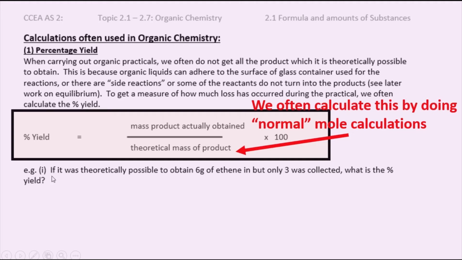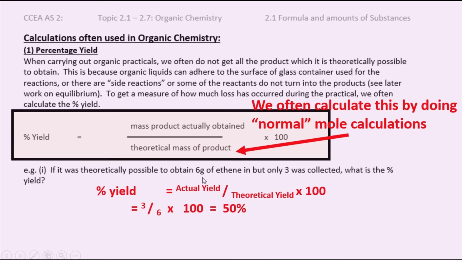First of all, it says if it was theoretically possible to get 6 grams of ethene, but only 3 was collected, what's the percentage yield? Now, you'll probably straight away instinctively say 50%, and that's correct, because if you look at it, the actual yield was 3, that's what you actually got. What this has told you without doing any calculation is that you should have got 6, so 3 over 6 is a half, multiplied by 100, 50%.